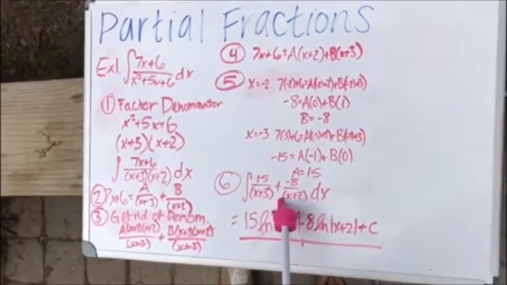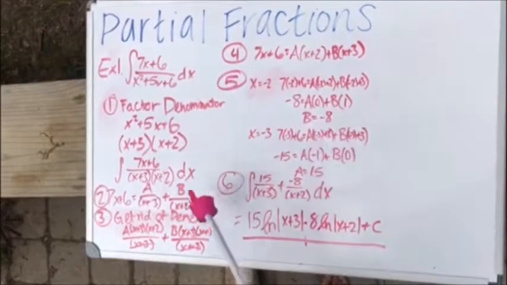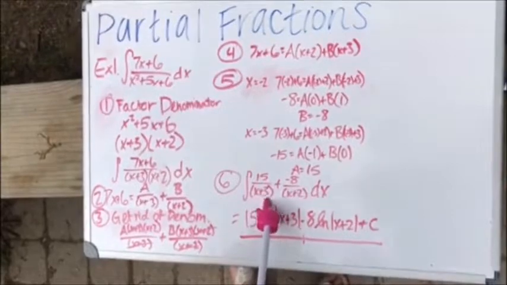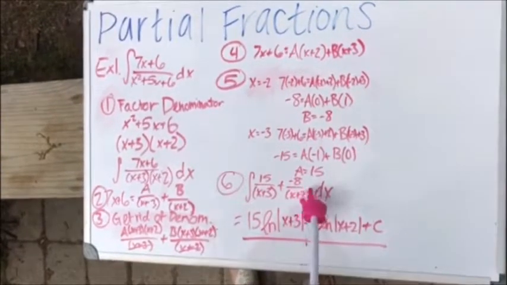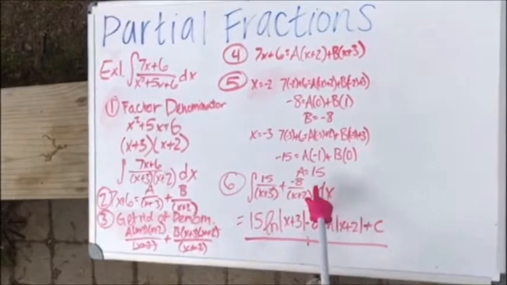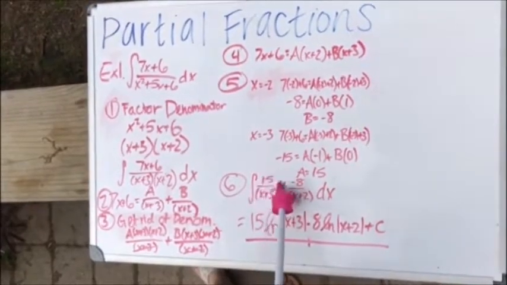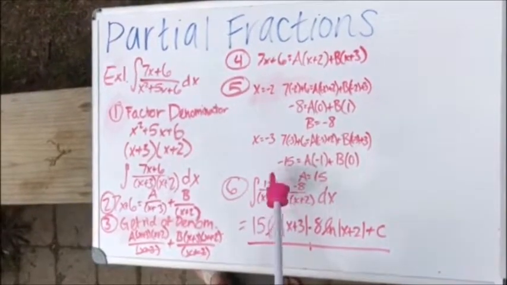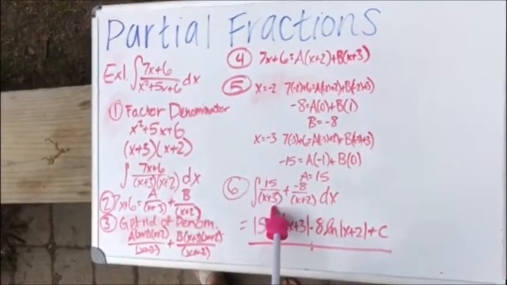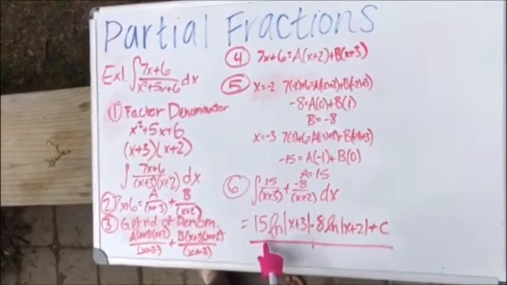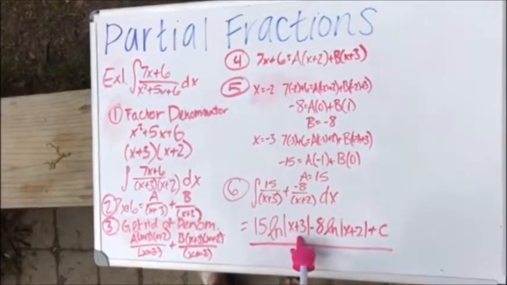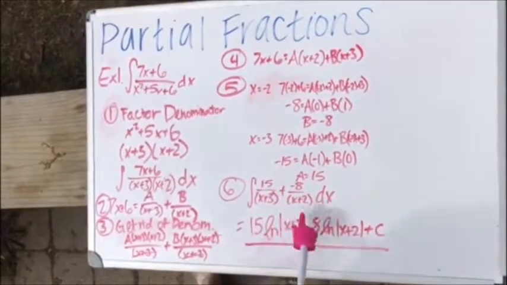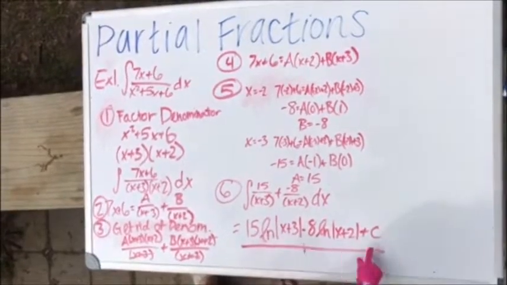Then we go back and plug what we just solved for into our equation right here. So we have the integral of 15 over x plus 3 plus negative 8 over x plus 2. Again, remember, these are just constants, so we can pull those out of our integral and just imagine we're integrating 1 over x plus 3. When we do that, we know that we have the natural log of the absolute value of whatever the denominator was, plus whatever our numerator was outside. And we did the same thing for this part. And that gives you your final answer.